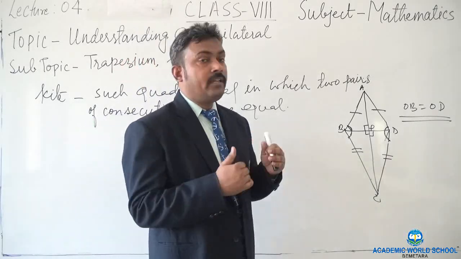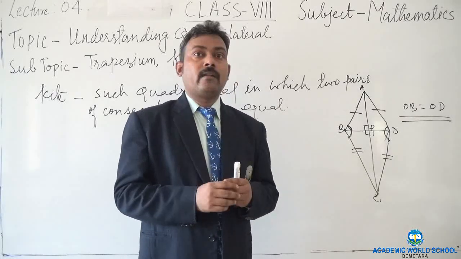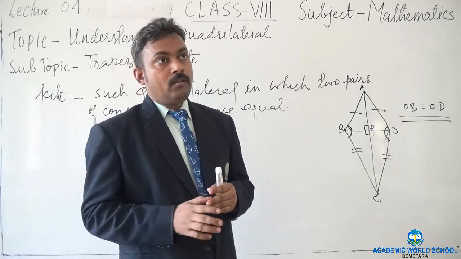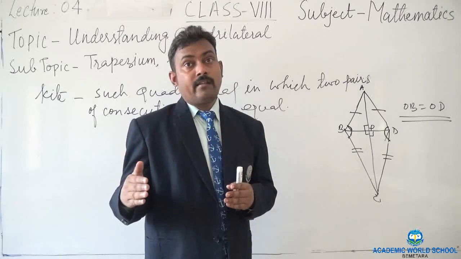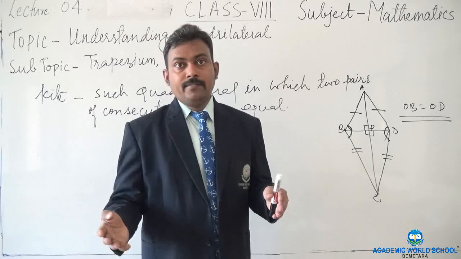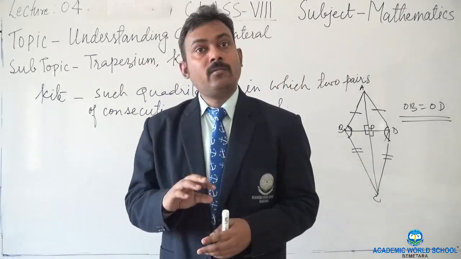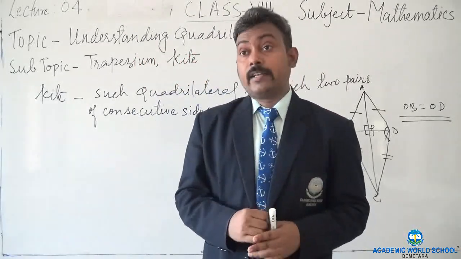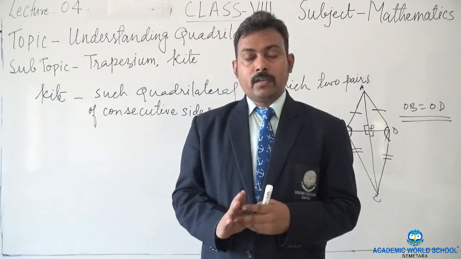Now let's move to the next part. Can we say that all rectangles are square or rhombus? Can we say that all squares are rectangle? No. We cannot say that all squares are rectangle or all rhombus are rectangle. We cannot say that.